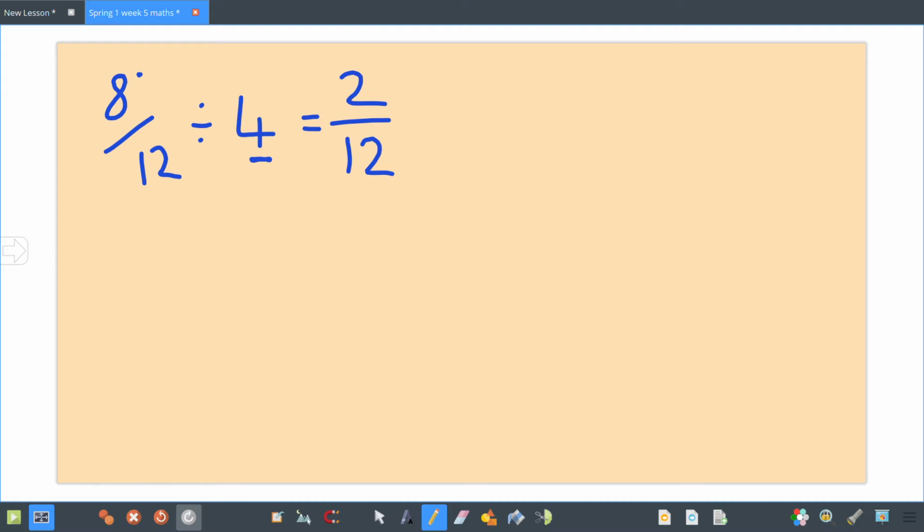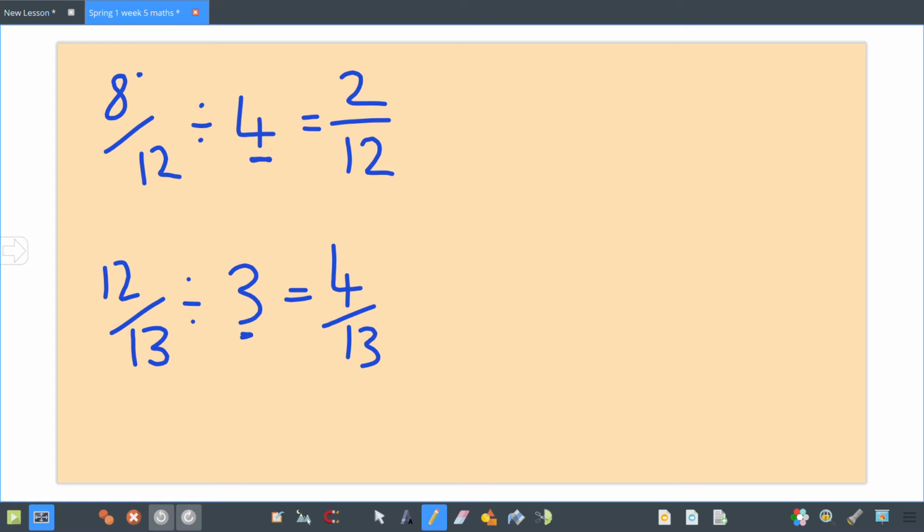Okay, let's do another example. So if it was 12/13 divided by 3, can you divide 12 equally by 3 into whole parts? Yes, you can. 12 divided by 3 is 4, so your answer would be 4/13. Okay? So that's the first thing you ask yourself.